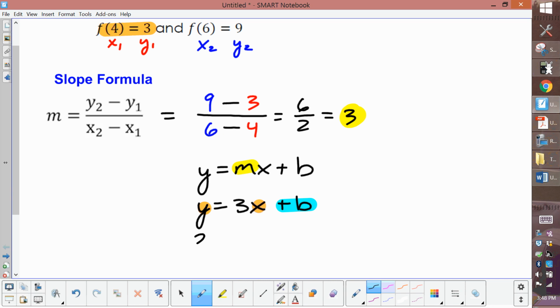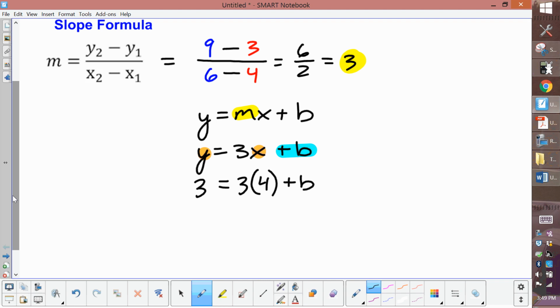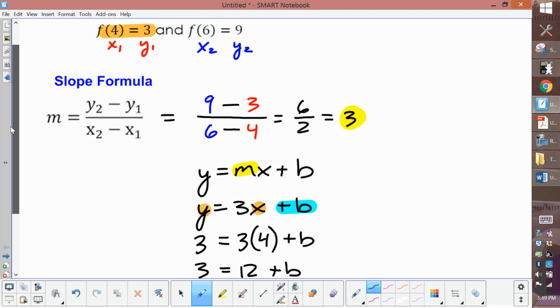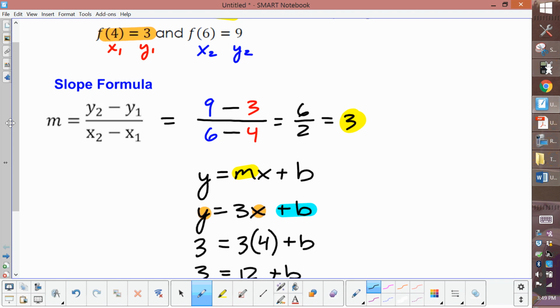And so I'd put a 3 in this spot where the y goes. I know my slope is 3. And then I will type in a 4 where my x goes, and I get plus b here. And now it's a simple one-step algebra equation. Subtract 12 from both sides, and you should get b equals -9. All right, to write up my final answer, I'll write it over here: y equals 3x minus 9.